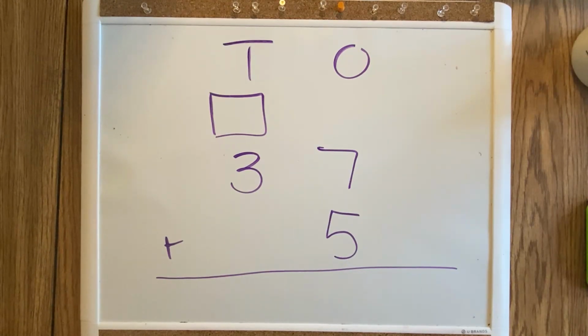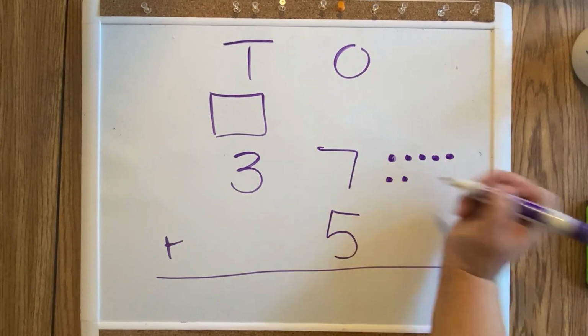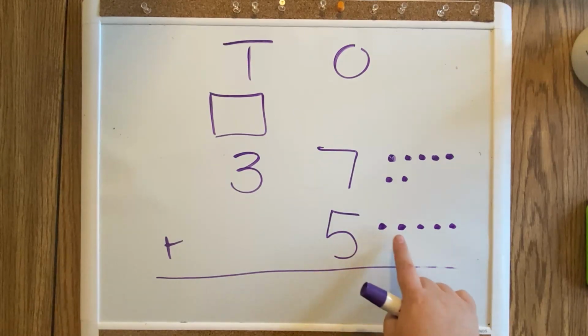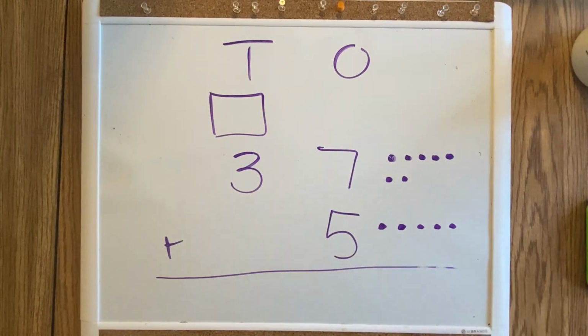Where are we going to start? You're right again. We're starting in the ones. If you know the fact, you can move on with the regrouping box. If you need a little extra help, draw the dots. 7 plus 5 equals, count on, 8, 9, 10, 11, 12. Uh-oh, there's that problem again. We have more than 10.